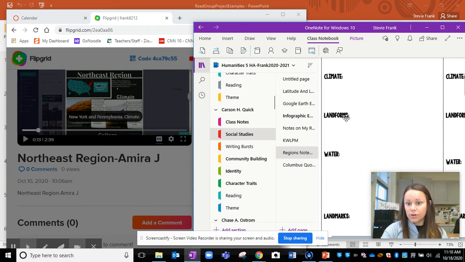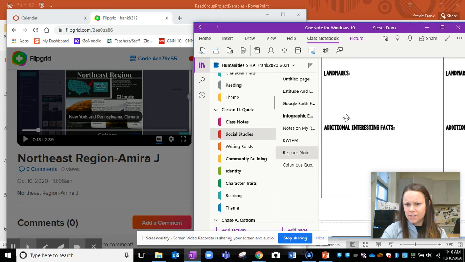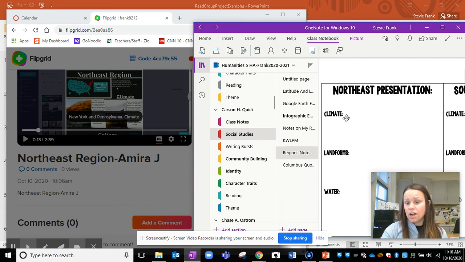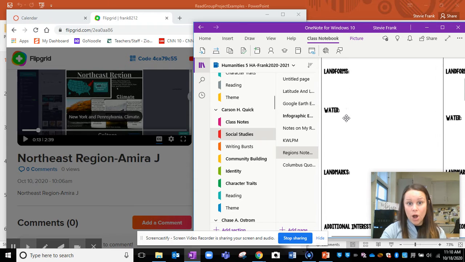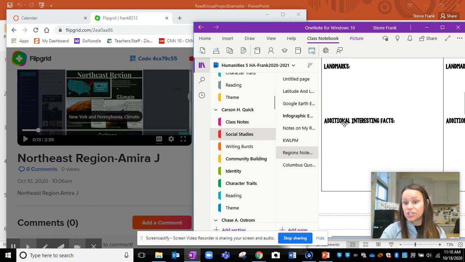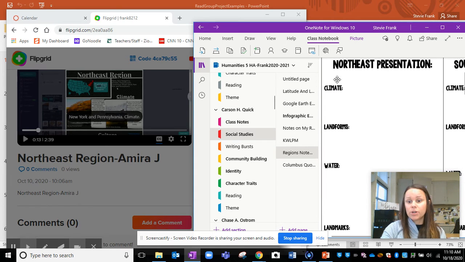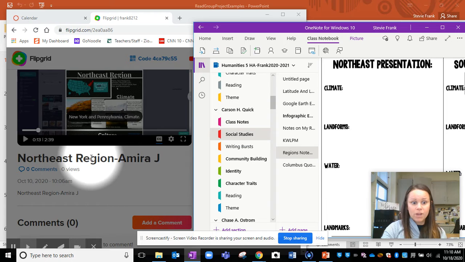So on here, whenever I'm looking, do I have to put that down? I don't. It also just tells me I need to be reading for climate, for landforms, for water, for landmarks, and other additional facts. So if you realize you like to know the states on there, you can type them in. That can be your additional facts, but that's not something you need to be listening to, right? So this is where you're going to be including notes down.